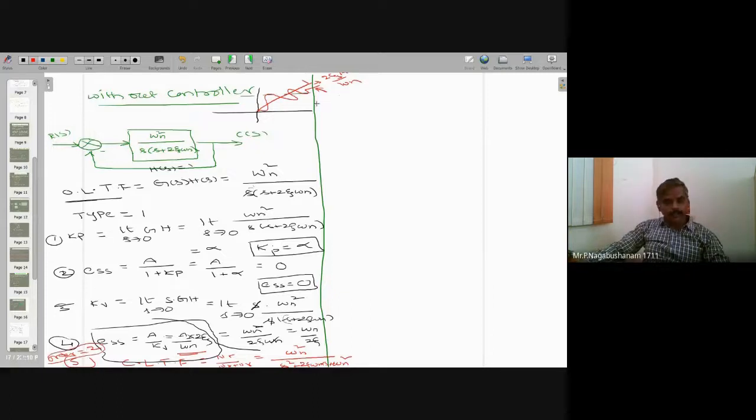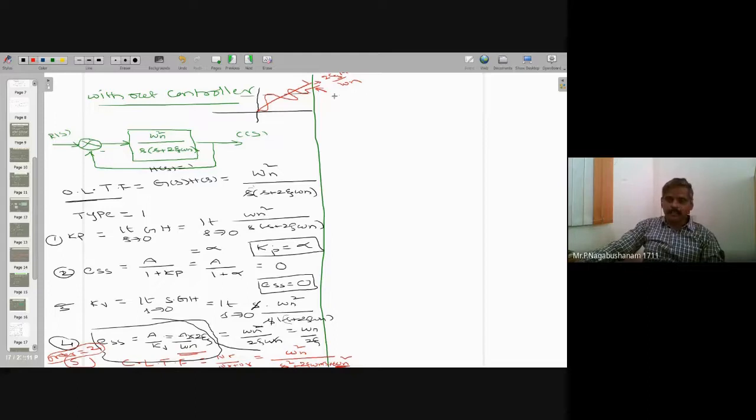Now I'm going to put one controller in this forward path. If you put a PD controller in this forward path, which elements are going to change? Is the type number going to change, or the error, or the order, or the natural frequency omega n? I will check one by one.